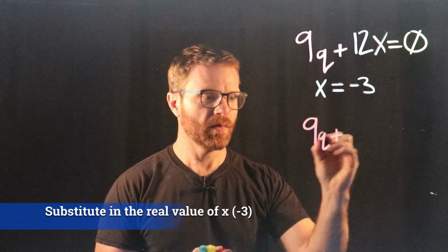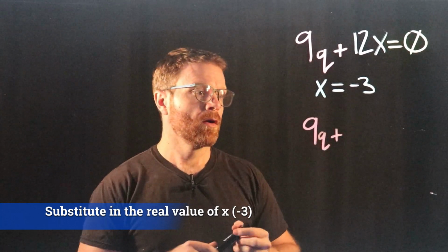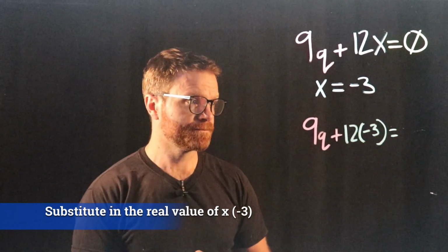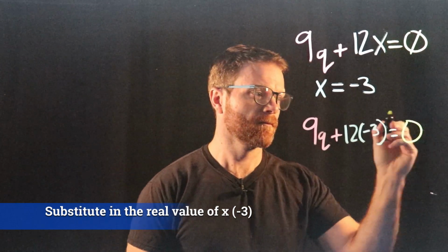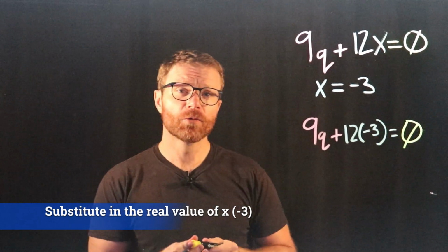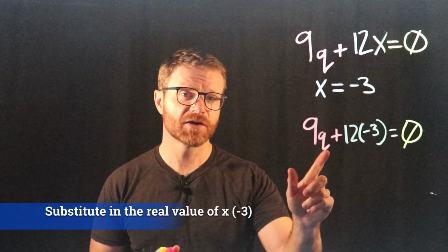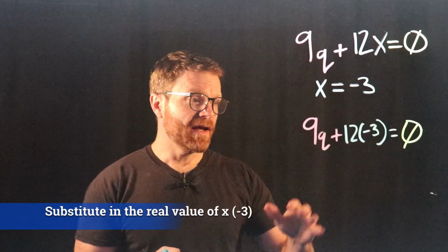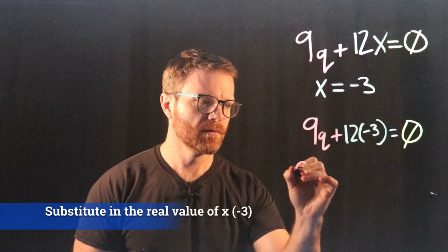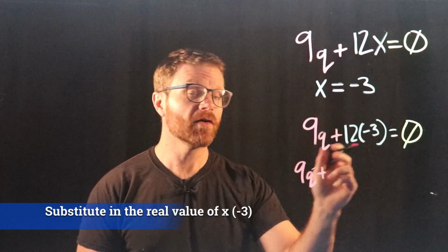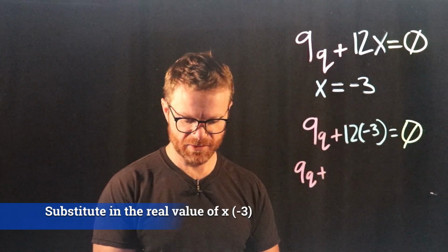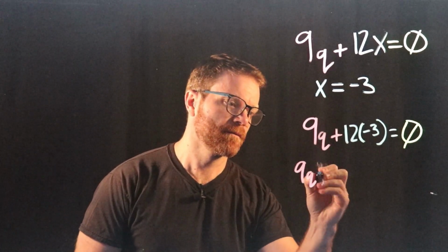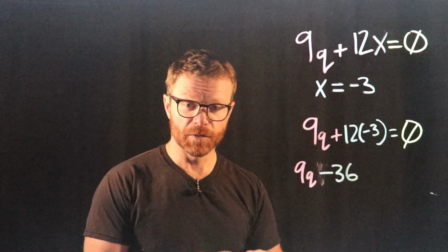9q plus 12 -3's is equal to 0. And now we really only have one variable left, and that's q. And when you have one variable, you can solve the problem. So let's go ahead and simplify this. 9q plus 12 times -3, that's -36. So I guess that becomes -36 instead of plus, is equal to 0.